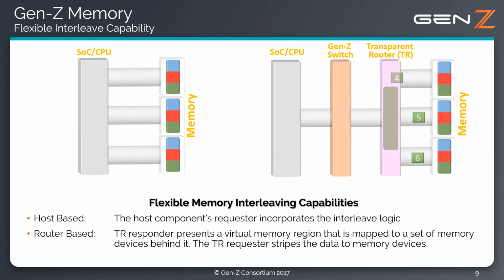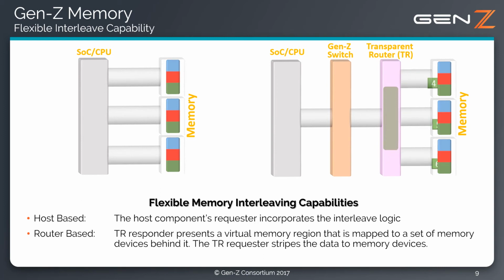The figure to the left is an example of a CPU that implements Gen Z host-based memory interleaving, and it has three point-to-point Gen Z links, one each to the DRAM media controller in three different DRAM modules. The DRAM modules have three memory regions defined: red, green, and blue. The requester ZMMU within the CPU has been configured to interleave or stripe memory accesses for a particular host-based memory region to the three equal-size blue memory regions within the memory modules.